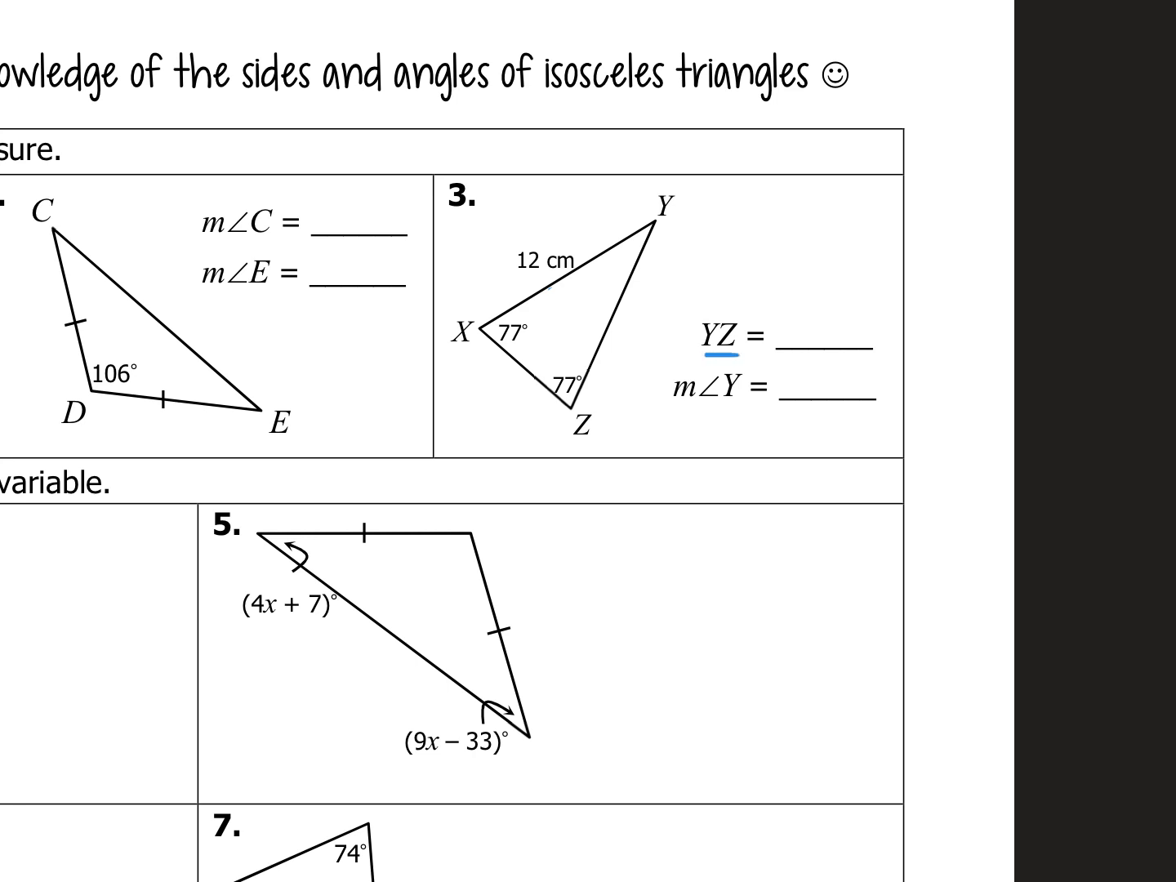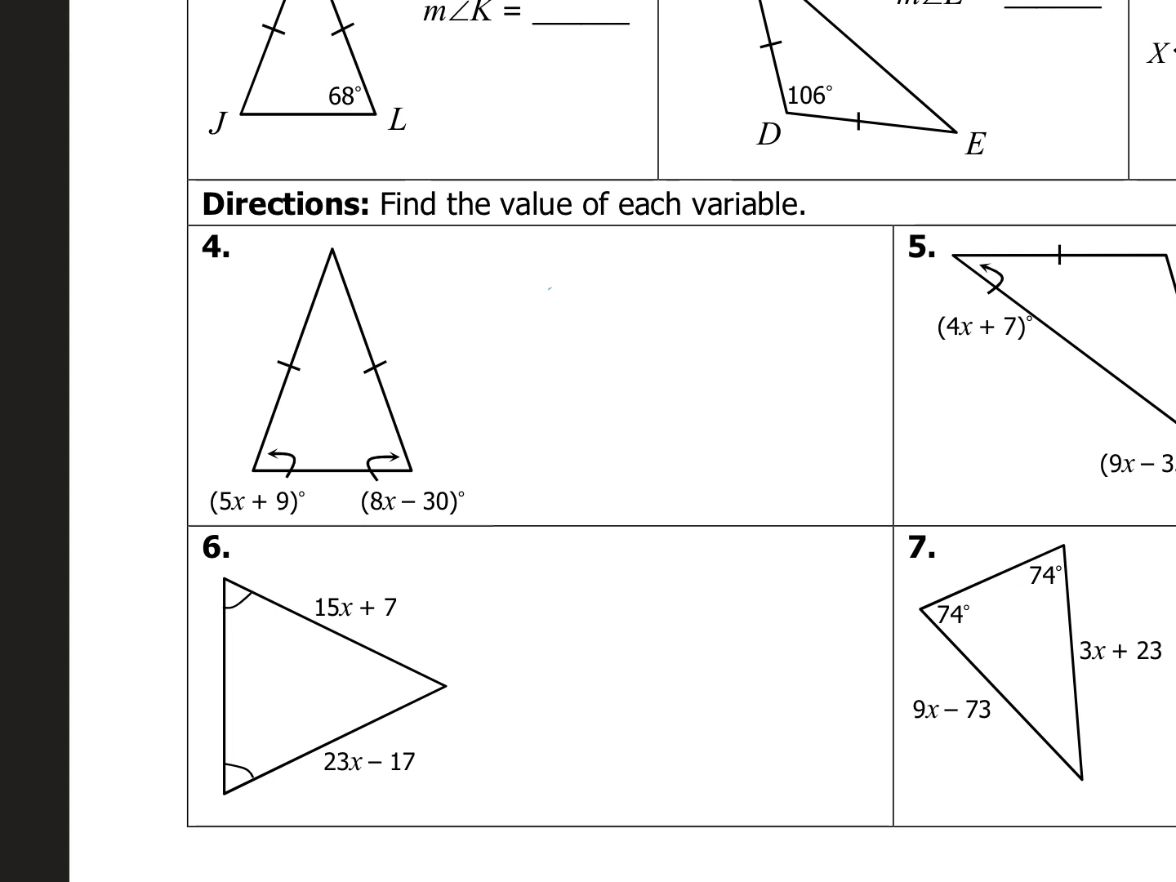All right, now let's look at number 3. So number 3 asks us for YZ, so that's going to be this side. Now I see that the base angles match, which means the legs will match, so if one side is 12, the other side also has to be 12. And then to find our missing angle, we already know two of them, so 180 minus 77 minus 77 is going to tell us that last angle is going to be 26.